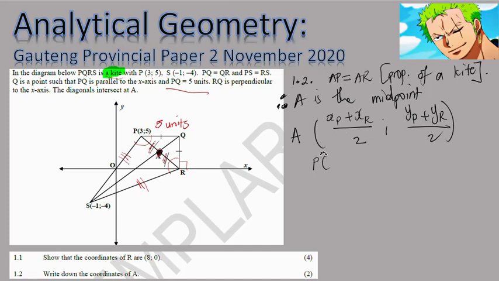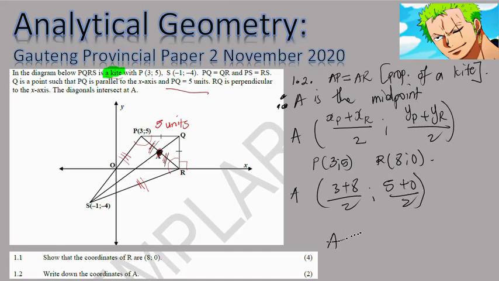So I was saying you want to write coordinates of P. Coordinates of P, you have 3 and 5. And then you want to write coordinates of R. Coordinates of R, we said you have 8 and 0. Right. Then you do your substitution. A has coordinates x at P is 3 plus x at R is 8 all over 2, and y at P is 5, y at R is 0, all this over 2. Now coordinates of A, that is giving you 11 over 2 and 5 over 2. There we go. Easy as that.